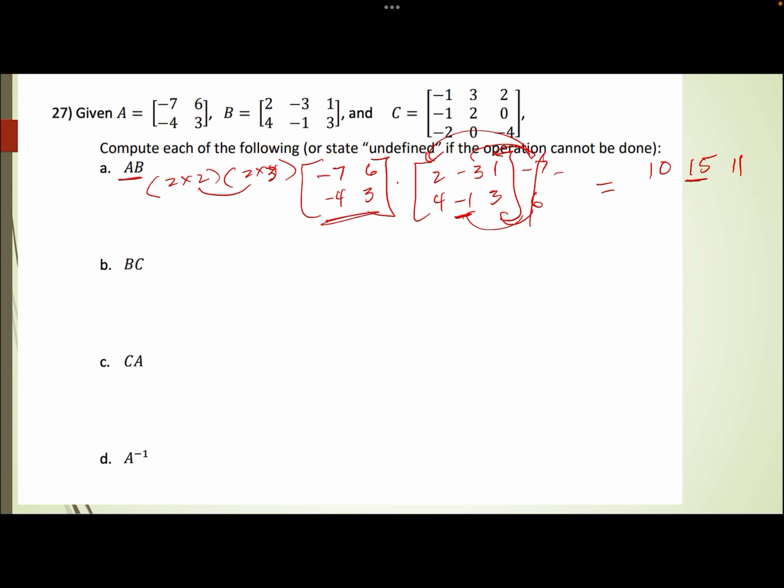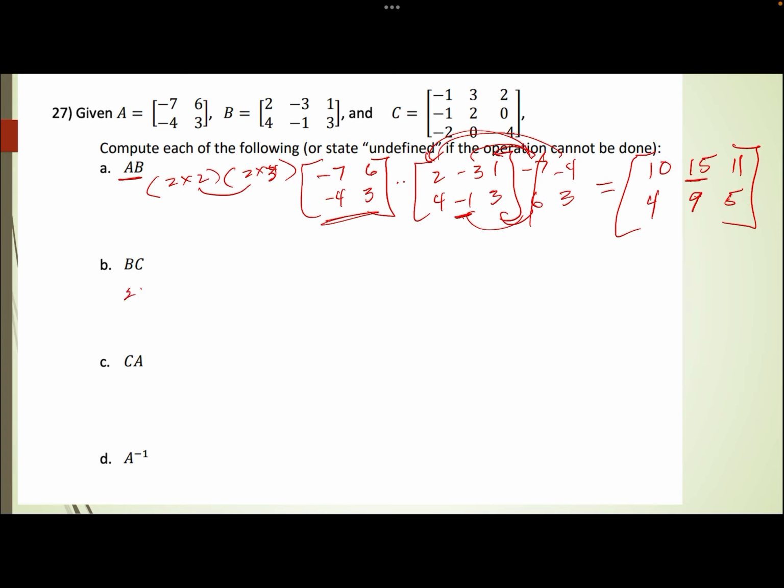Then I go to negative 4, 3, do the same thing. Negative 4 times 2 plus 3 times 4, that gives me 4. Negative 4 times negative 3 plus 3 times negative 1, and that gives me 9. And then negative 4 times 1 plus 3 times 3, and that gives me 5, and that is the product of A times B.